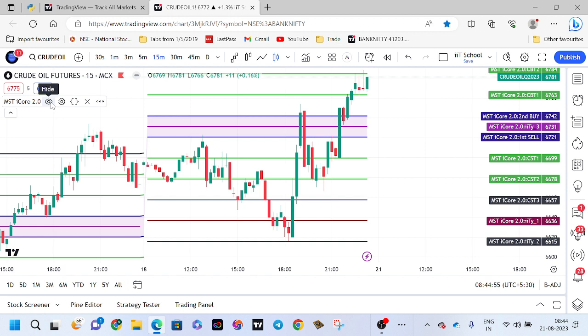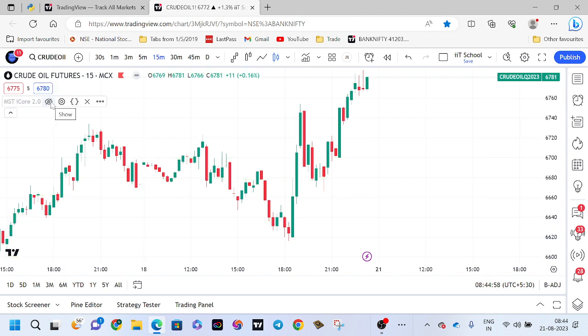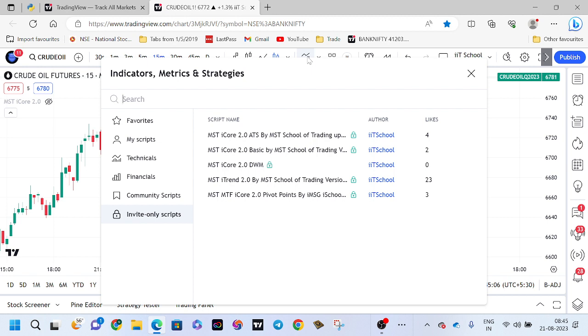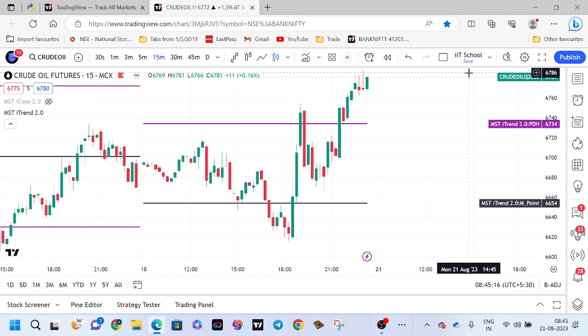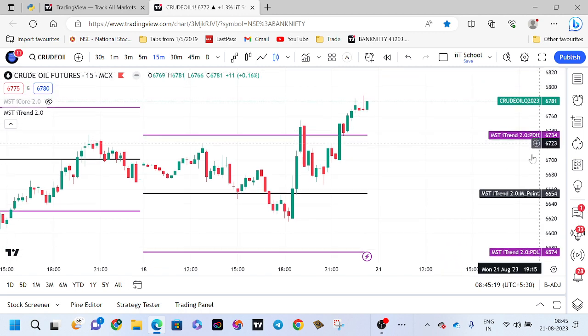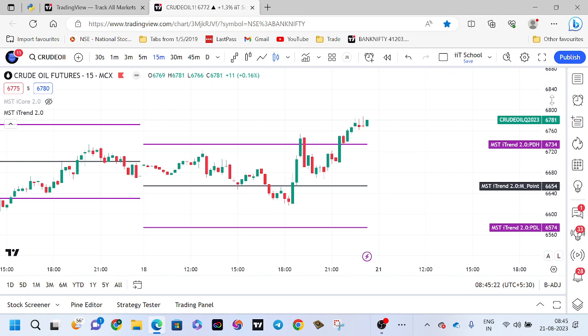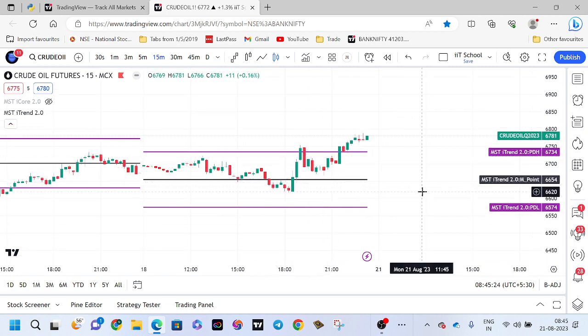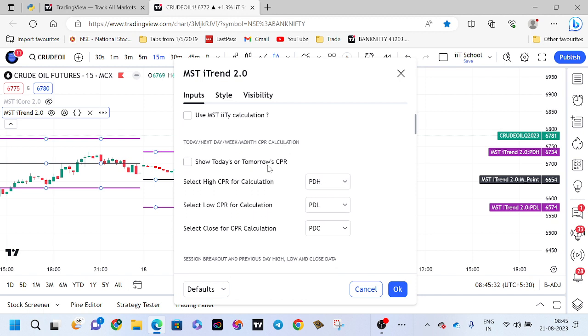We had given you 2 more indicators as complementary for MST iCore 2.0, but in both of the indicators some of the same features were available. So what we did, we just combined the MTF iCore and iTrend 2.0 into iTrend 2.0. So now the single indicator will be having the features of both the indicators. Now if you see only 3 lines, you will be getting, this is the high, this is the low, and this is the midpoint. If you want the other features, go to the settings, you can enable whatever you want.